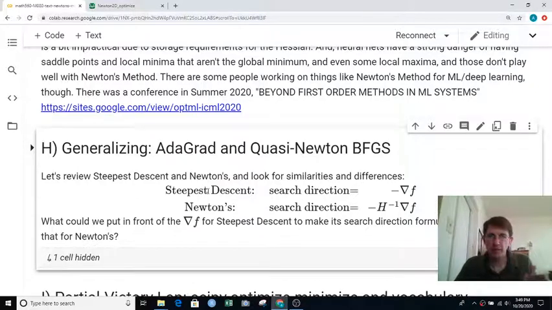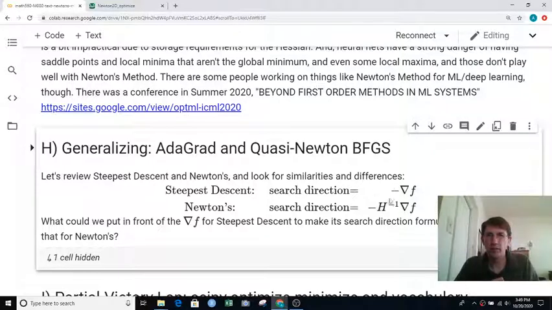Let's look at steepest descent and Newton's and look for some similarities and differences, or some parallels. And maybe that can give us ideas for something that takes better steps than steepest descent, but whose steps don't take as long to compute as Newton's method. So our search direction for steepest descent is the negative gradient. Our search direction for Newton's is negative Hessian inverse times the gradient.